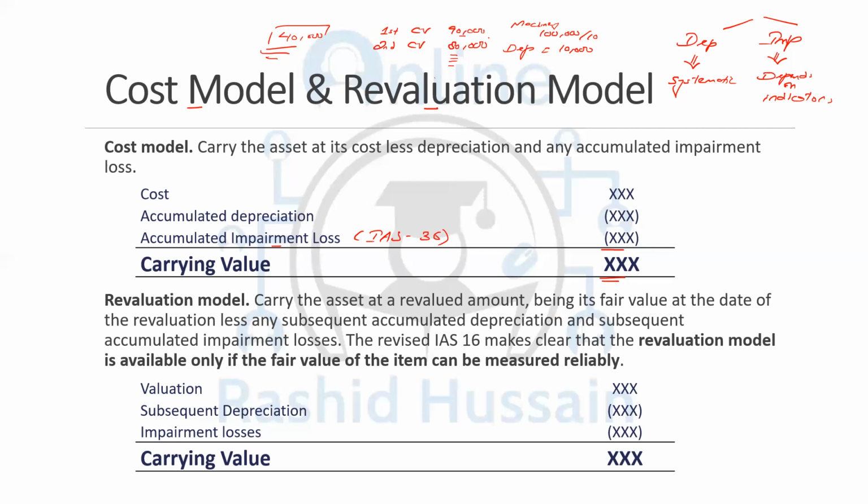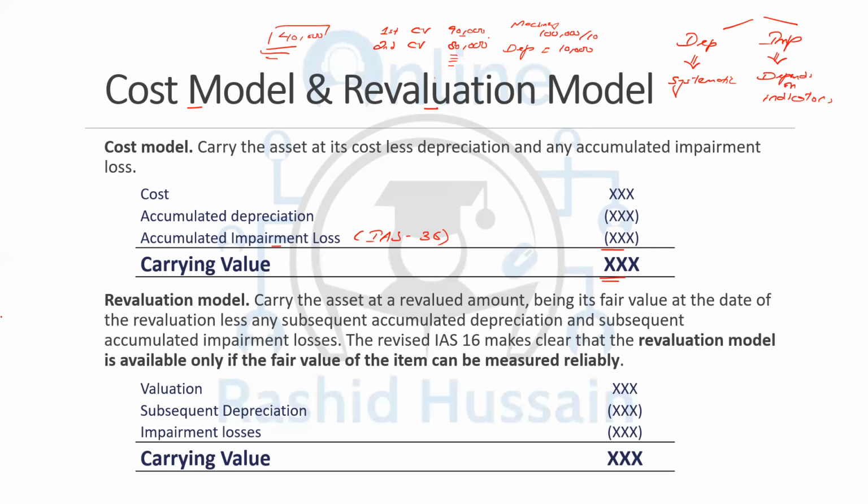And then we have the revaluation model. And I told you that in the revaluation model, we are going to keep the assets whose value is volatile. That means their market value and fair value are going to change frequently and regularly, and that change is going to be a substantial change. So we are going to keep those assets on the revaluation model.